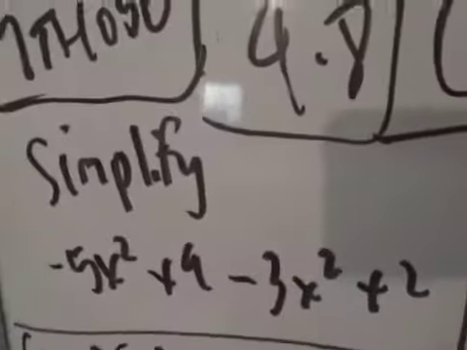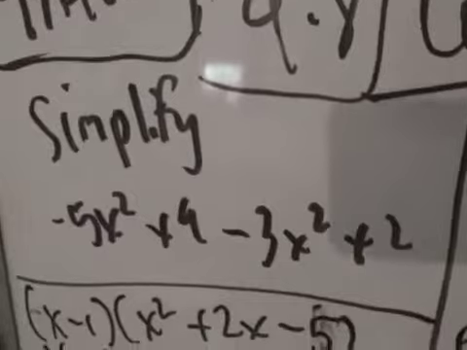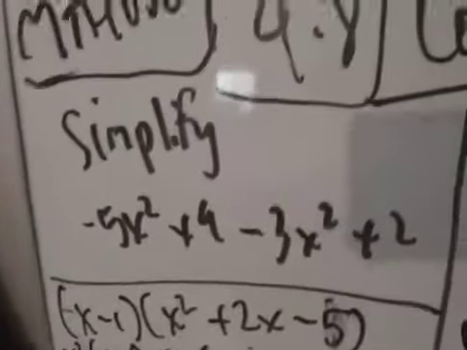Math 050, 4.8. We're doing combining like terms with these polynomials, adding, subtracting, and multiplying polynomials. So that's what the lesson is. Right now we start with this one. Simplify. Oh, dang. I left space, but I didn't do the problem. Okay, well, we finna do it now.